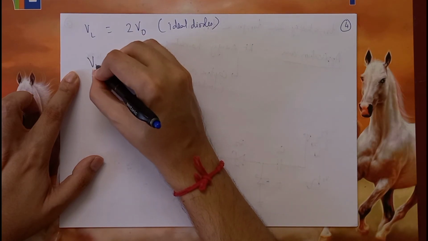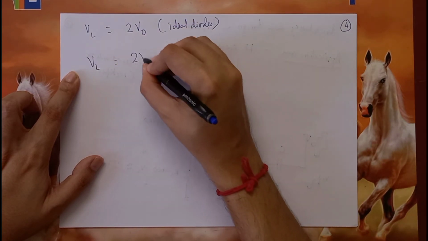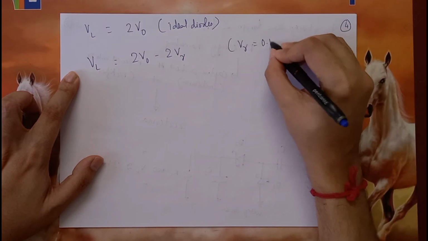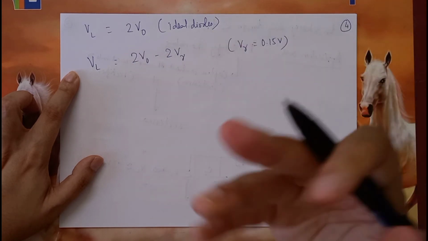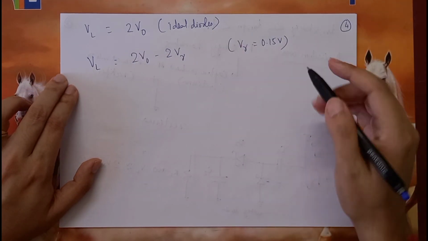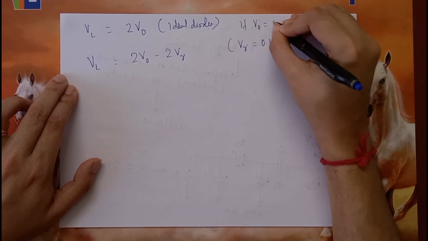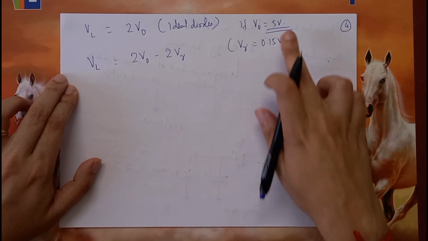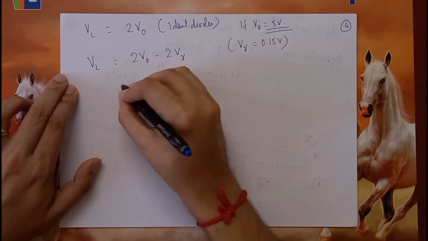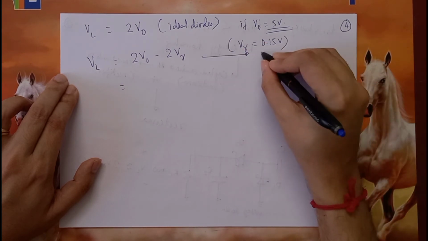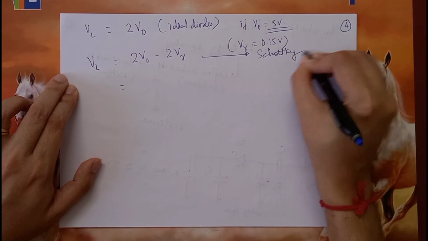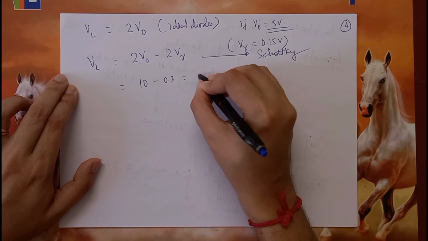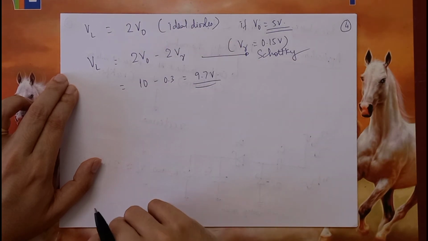But in case of a Schottky diode, it will be 2V0 minus 2V gamma. So if you assume that V gamma is 0.15 volts and let us say V0 is 5 volts, then what we expect ideally is 10 volts. Over here, with the Schottky, you will get something like 10 minus 0.3, that is 9.7 volts, which is very, very close to the ideal.